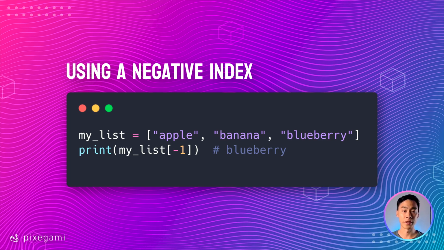One of the most useful things for me is using a negative index with a list. Remember how the number that we put inside that square bracket corresponds to the position of the item in the list? Well, it turns out it's also really useful to access lists from the end of the list. For example, if I want the last item in the list or the second last item.